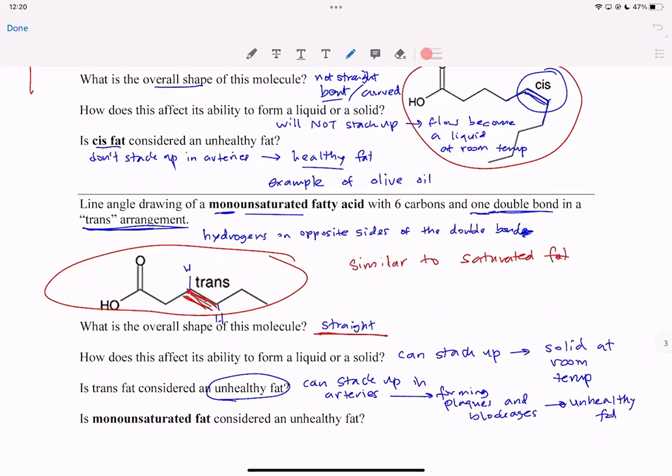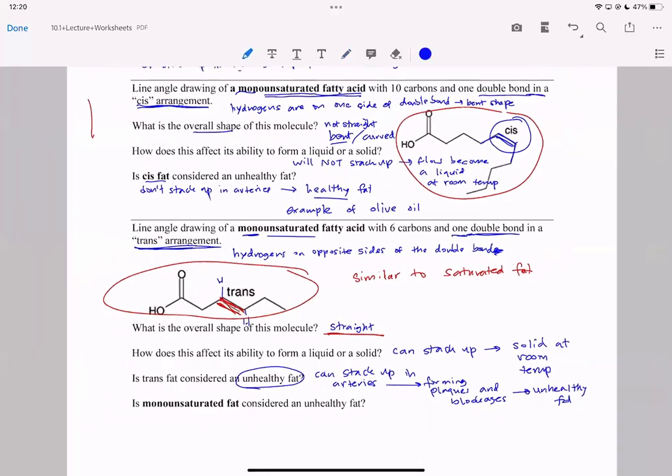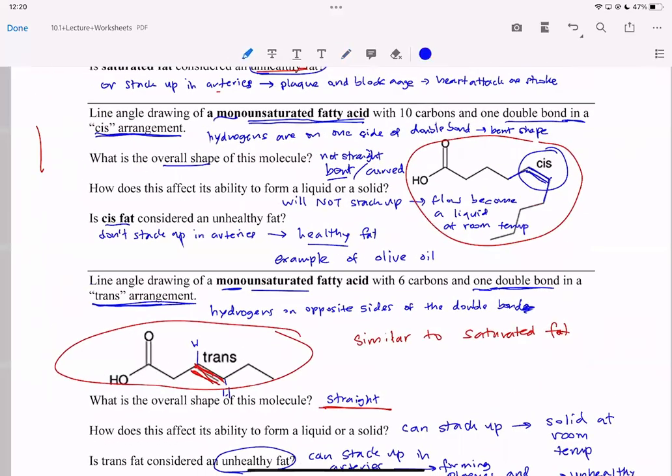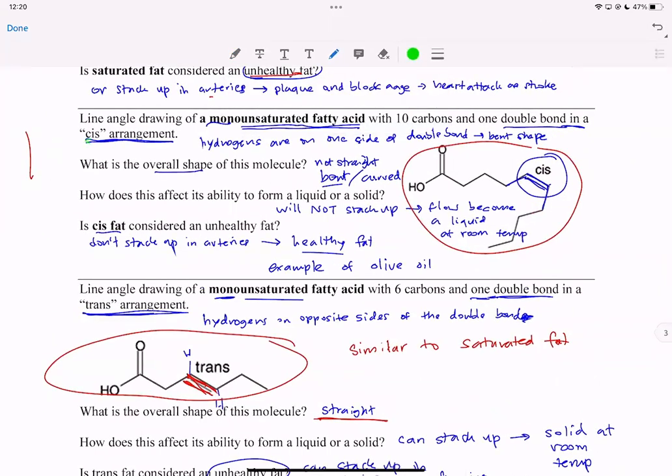So here's the thing, zooming out a little bit, here we looked at the monounsaturated fatty acid with the cis arrangement and the monounsaturated fatty acid with the trans arrangement. Both of them have one double bond. So that's what monounsaturated means. It means one double bond. And it really depends on what's going on with that double bond. Is it a cis double bond or a trans double bond?